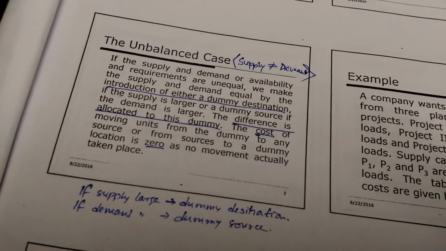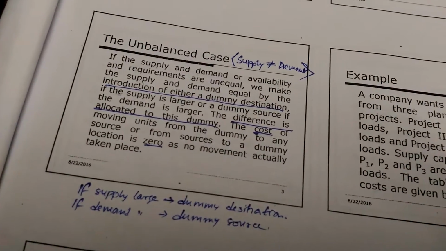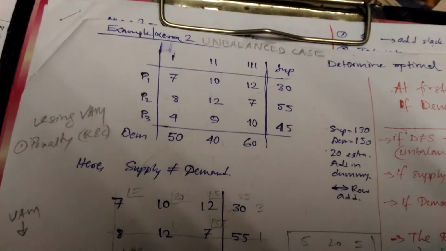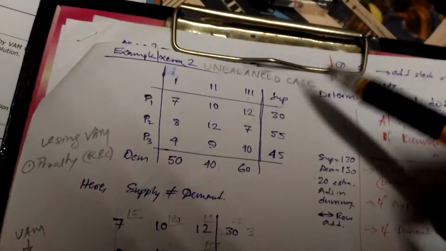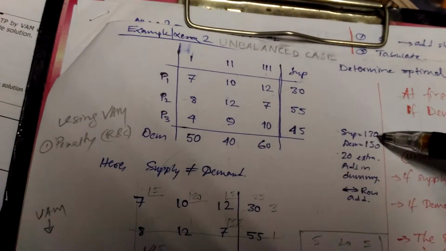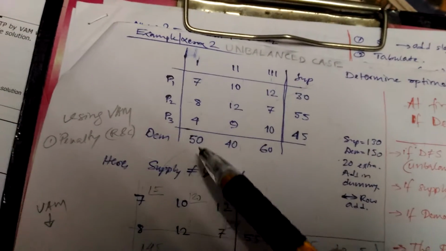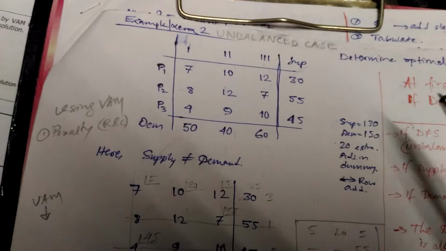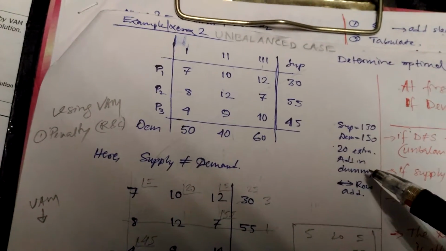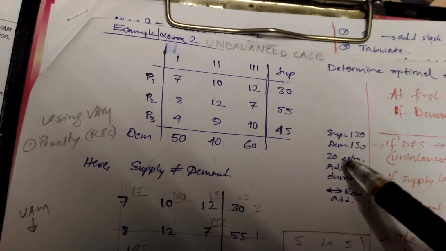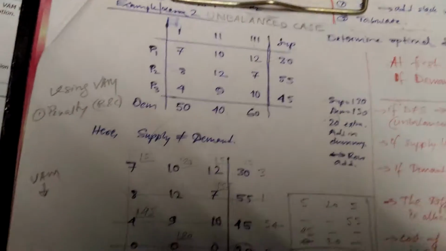When the supply and demand available are not equal, it is called an unbalanced case. How should we determine that? Suppose in this question, 30 plus 55 plus 45 becomes 130, and 50 plus 40 plus 60 becomes 150. So demand and supply are not equal. In these cases, we have to add a dummy row in order to accommodate this extra 20. So how do we do that?